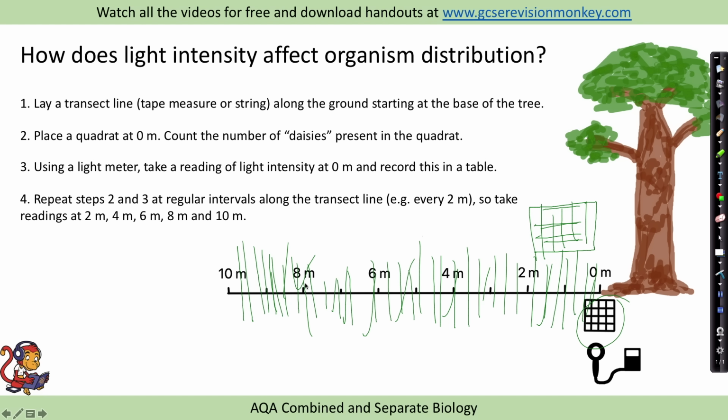So you might see in the exam them talking about counting the plants that are just touching the transect line. So if you've used string and pulled that along the long grasses, you might be simply counting the different species that are touching the transect line.